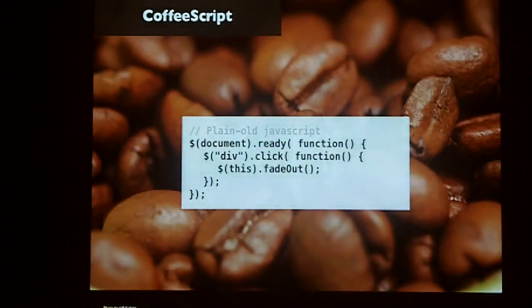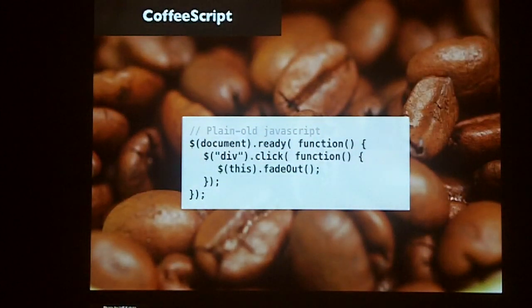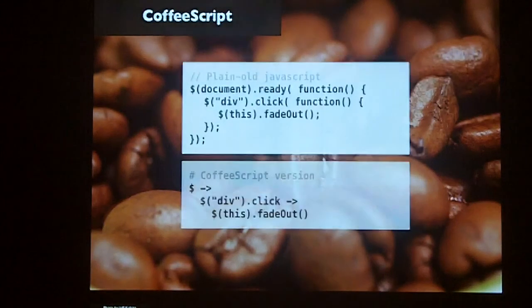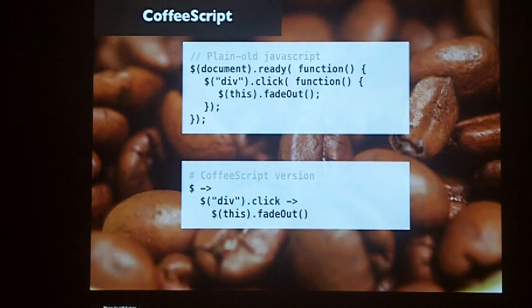Here's an example of some plain old JavaScript. We've all written code just like this. Document.ready function, div click function, this stuff data. And then you have the standard sort of mustache under frowny guy. I don't know how to interpret that. This is the CoffeeScript version of that.